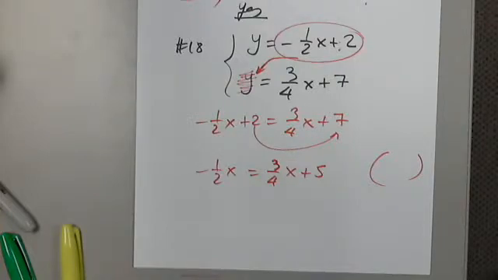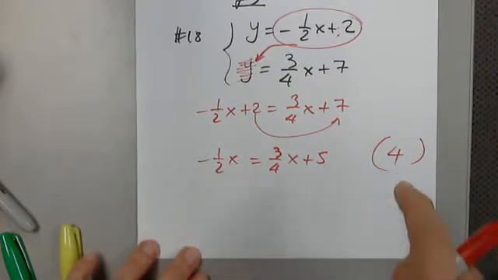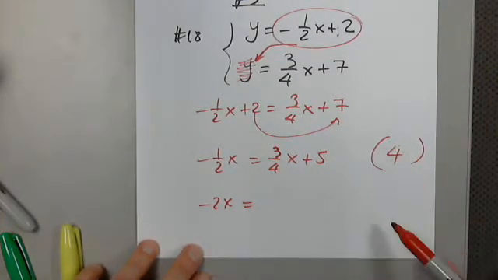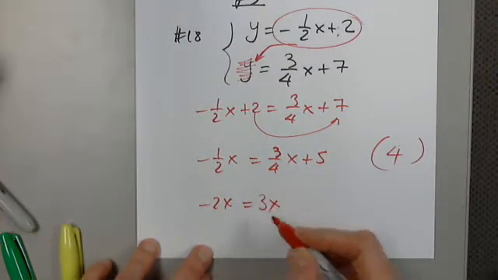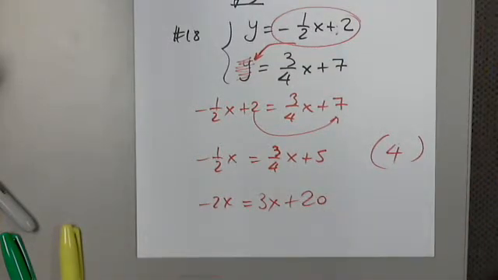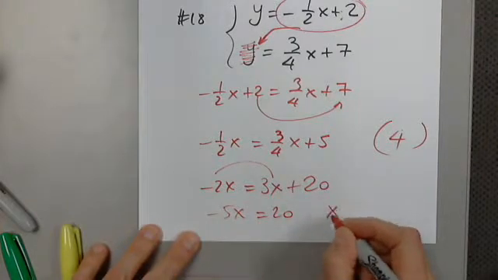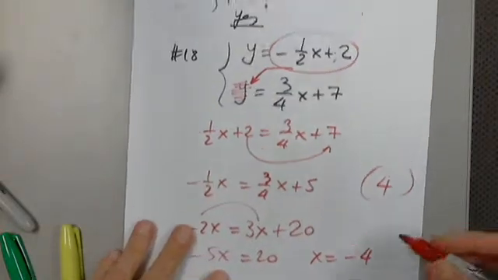The least common denominator, and that would be 4. Perfect. So negative 1/2 times 4. Perfect, awesome. Negative 2x. 3/4 times 4/1. 4. Now 3. Very good. Plus 5 times 4. So remember, we have to multiply everything. So I move 3x, so I have negative 5x equals 20, so therefore x equals negative 4. Is this good? Good, but not good enough.